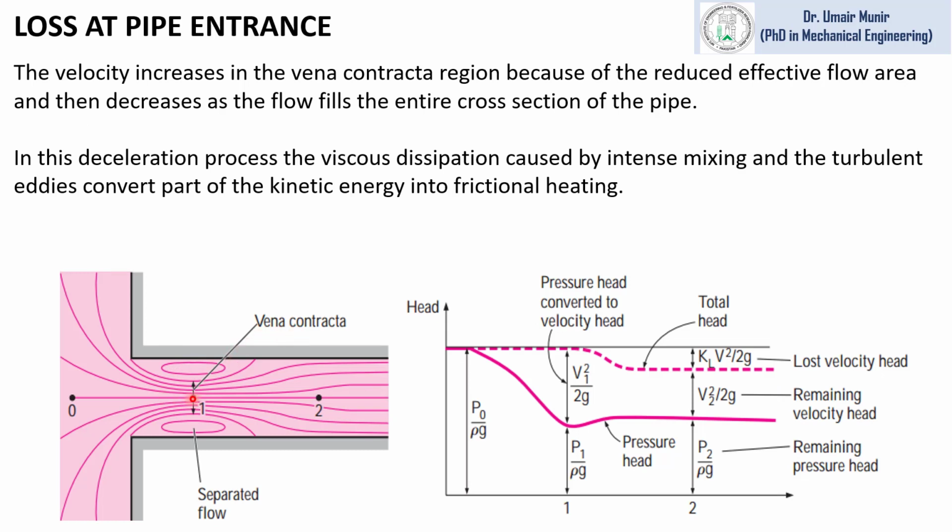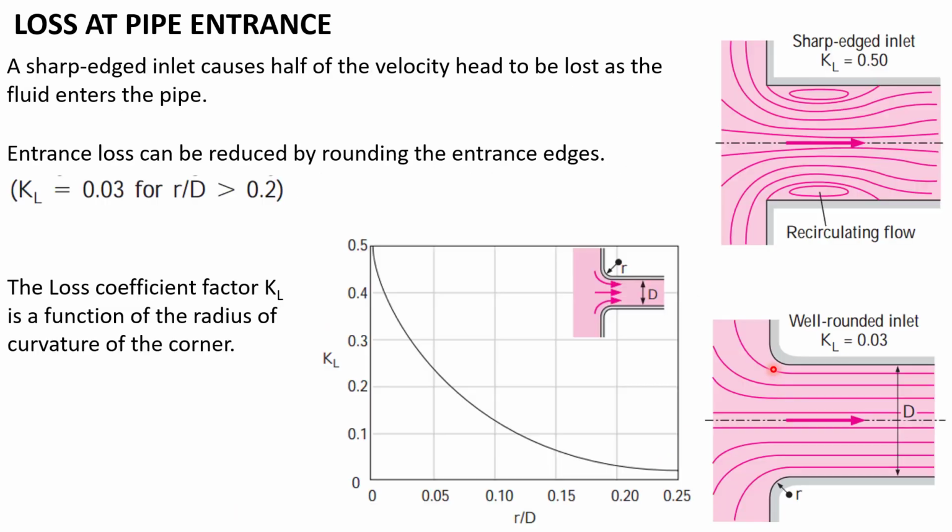The flow velocity is increased in this reduced effective flow area and then decreases at point 2. The flow velocity is minimum at point 0, maximum at point 1, and then decreases at point 2. The loss in the kinetic energy is dissipated in the form of heat. As the roundness of the edge increases, the loss coefficient decreases, where small r is the radius of this rounded edge and capital D is the diameter of the pipe. For the sharp edge, the value of KL is 0.5, and for a well-rounded pipe entrance, the KL value is 0.03.